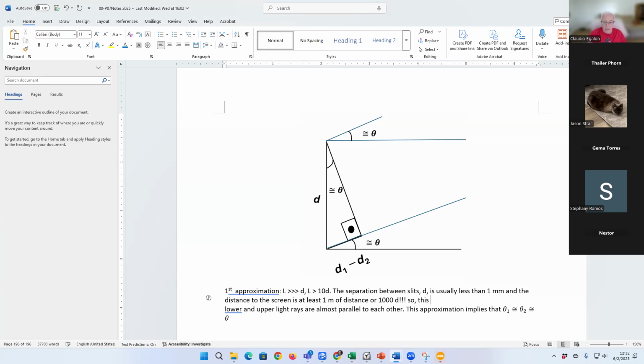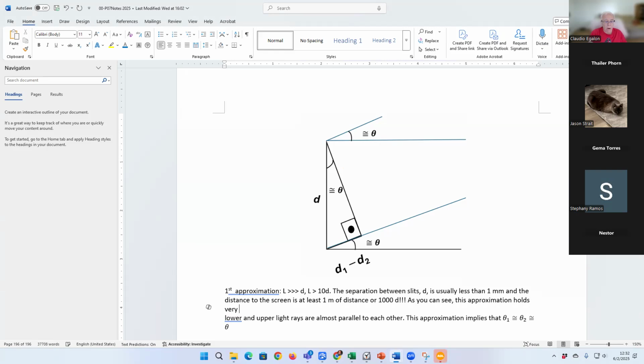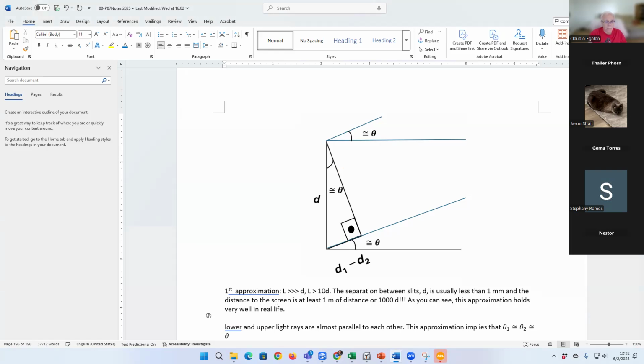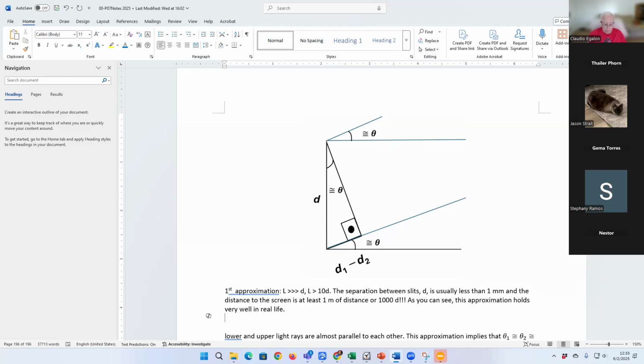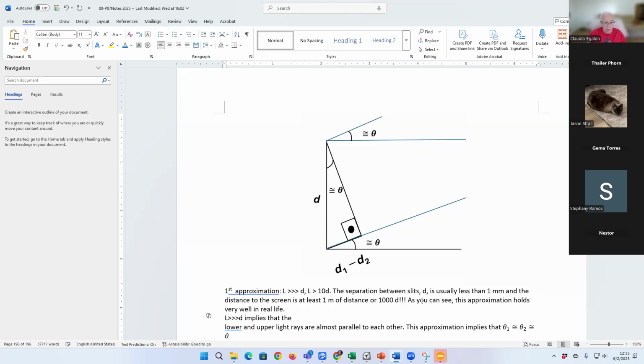As you can see, this approximation holds very well in the experimental setup, in real life. Now, L much greater than D implies that the lower and upper light rays are almost parallel to each other. Okay? It's still just the first approximation. I didn't introduce a second approximation yet.